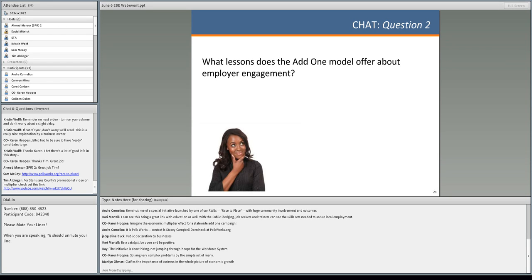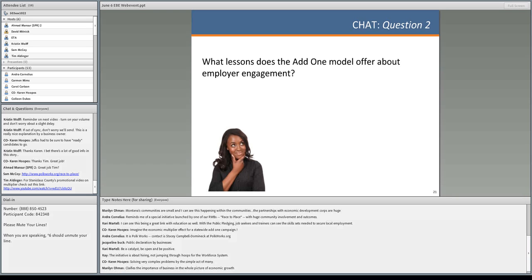Oh, yeah, Marilyn, nice comment. Clarifies the importance of business in the whole picture of economic growth.